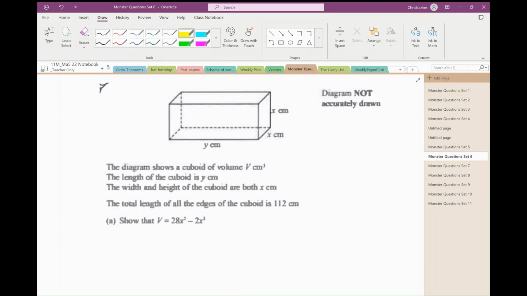We've got a cuboid here with a volume of V. It's got a length of y and a width of x and a height of x. Find the width and height of the cuboid. The total length of all the edges is 112.